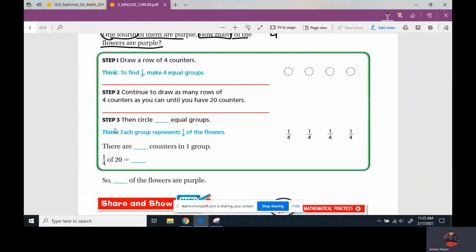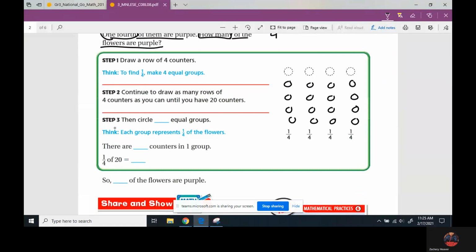So 1/4, 2/4, 3/4, 4/4. They did it. Continue to draw the counters until you have 20 counters. So they're not making groups with circles, they're just making lines. So each line is going to have 1/4. So we have 4, 5, 6, 7, 8, because we're doing fourths, so there's going to be 4 across. 8, 9, 10, 11, 12, 13, 14, 15, 16, 17, 18, 19, 20.